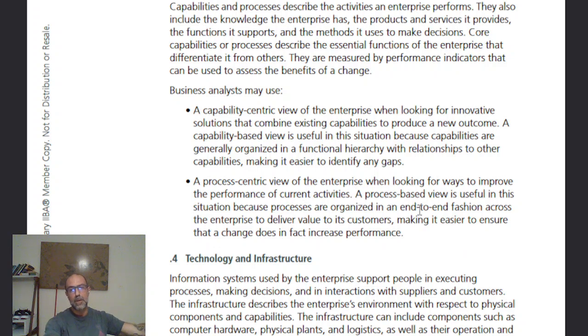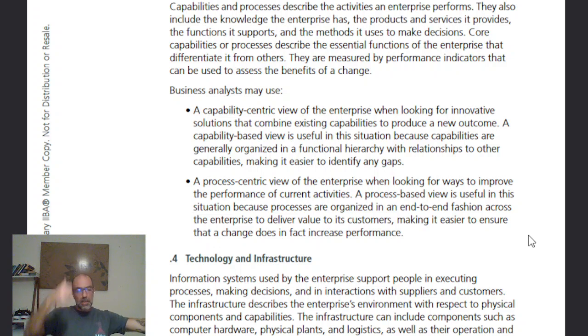A process-centric view of the enterprise is used when looking for ways to improve the performance of current activities. So you're looking at the processes and how they do things. A process-based view is used in this situation because processes are organized in an end-to-end fashion across the enterprise to deliver value. The best example is how Henry Ford sped up the delivery of a car by allocating people to do one thing as the car moves. One person puts the doors on, one person puts the wheels on, as the car moves. By doing that, he sped up the process, and that's a process-centered view.